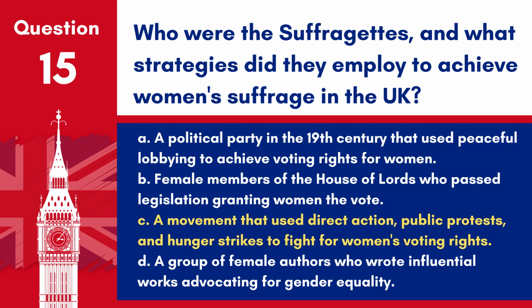Answer. C. A movement that used direct action, public protests, and hunger strikes to fight for women's voting rights. The suffragettes were instrumental in the campaign for women's suffrage, employing a range of tactics to draw attention to their cause and pressure the government for change.